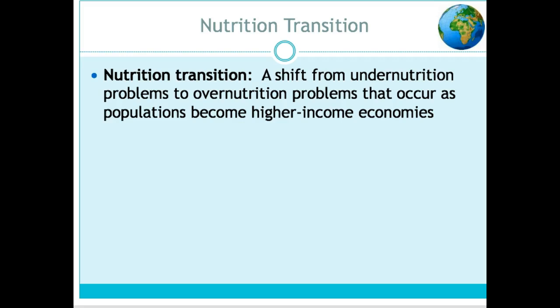And then we look at the nutrition transition. This is the third. We looked at demographic, epidemiologic, and now nutrition. So there's a shift from undernutrition, from people starving to death, not eating any meat, to overnutrition, as populations become, if they have more money, they're able to buy sugary foods, luxury foods, more meats. People become heavier. Obesity becomes a real challenge.